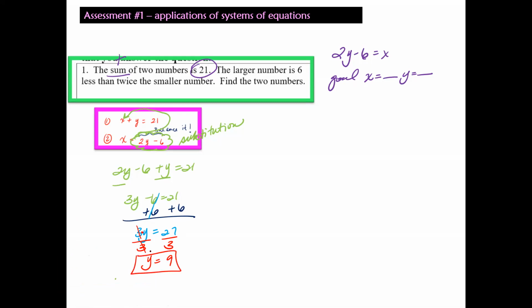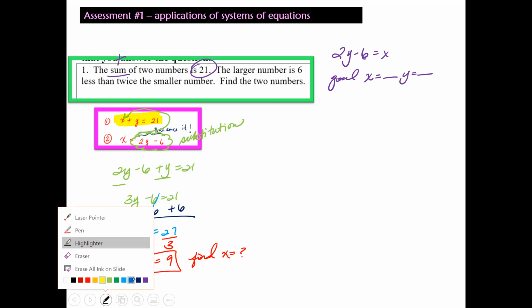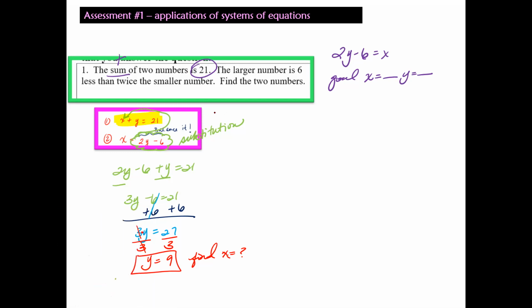Well, now that you have 9, what's the counterpart? You're going to have to find x. So let's go ahead and pick an equation. You can either pick the first equation or the second equation. The second equation works, but I'm just going to use the first equation just because. So the first equation says x plus y equals 21. Well, you know that y is 9. So x plus 9 equals 21. Minus 9 on both sides. 21 minus 9 is going to give you a 12. So there you have it. So you have 12 is the bigger number and 9 is the smaller number. And this is your answer.